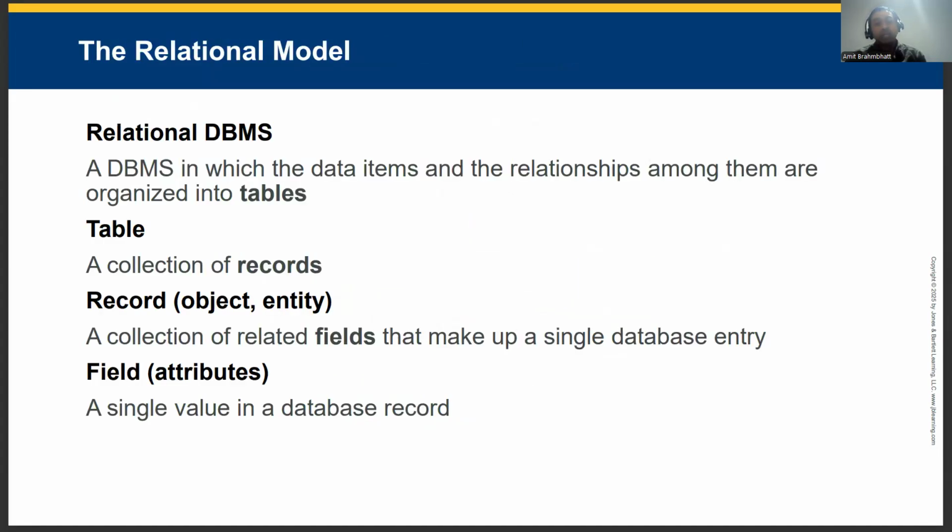In a relational database, information is organized into tables. A table consists of records, also called objects or entities, and each record contains fields, which are attributes describing that record. For example, a movie record might include title, genre, rating, and ID. Relational databases allow tables to link to each other through shared fields, enabling complex queries and relationships.